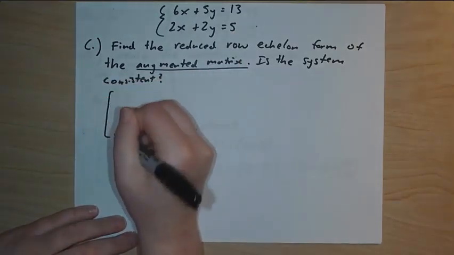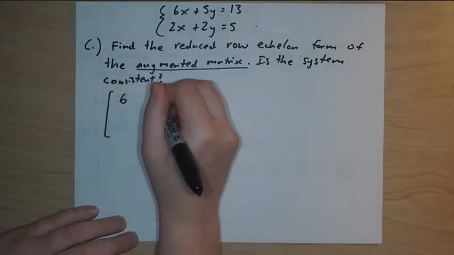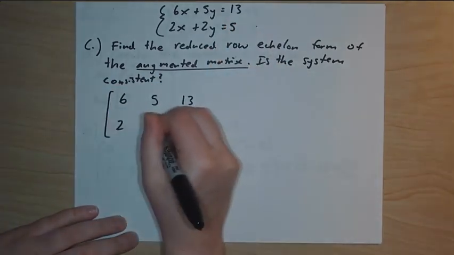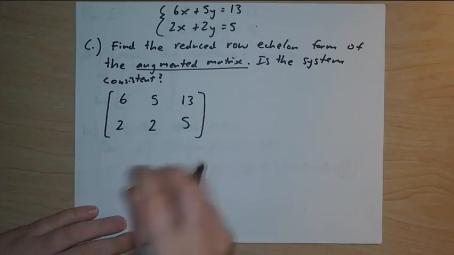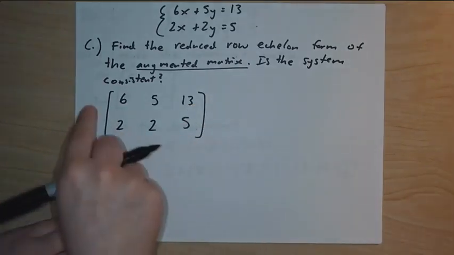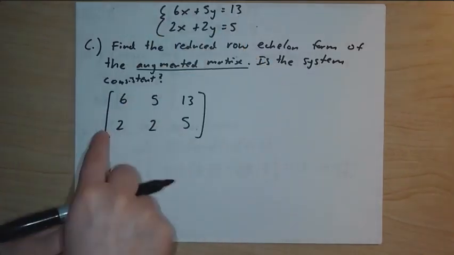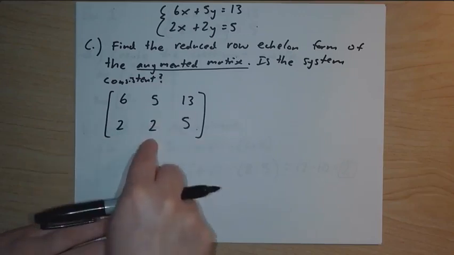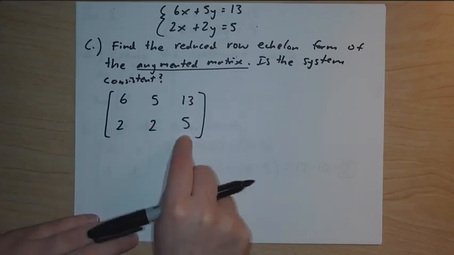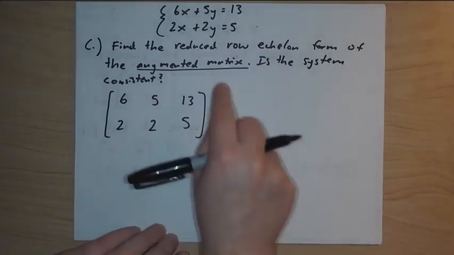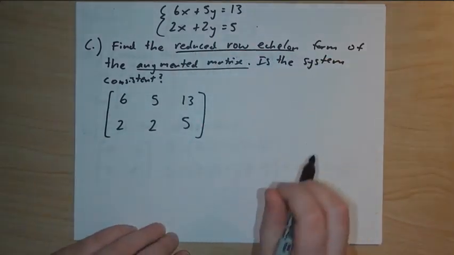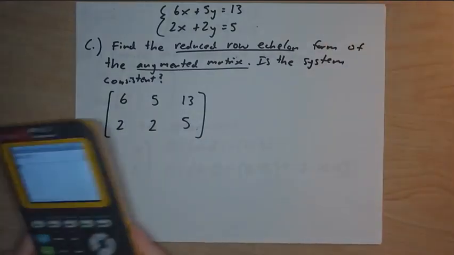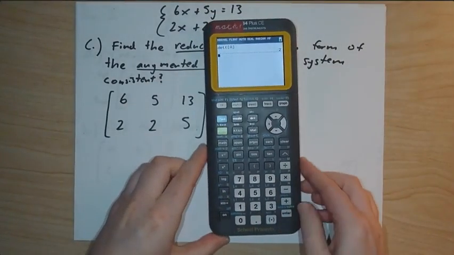So our augmented matrix is going to be 6, 5, and it's going to include the right-hand side, 13, 2, 2, and 5. So this is our augmented matrix. The first row is the first equation, the second row is the second equation, and this is the x column, this is the y column, and this is the right-hand side, which is just constants. So we're going to find the reduced row echelon form of this. We're going to do this using our calculator. It is possible to do it by hand, but it is a bit more complicated.